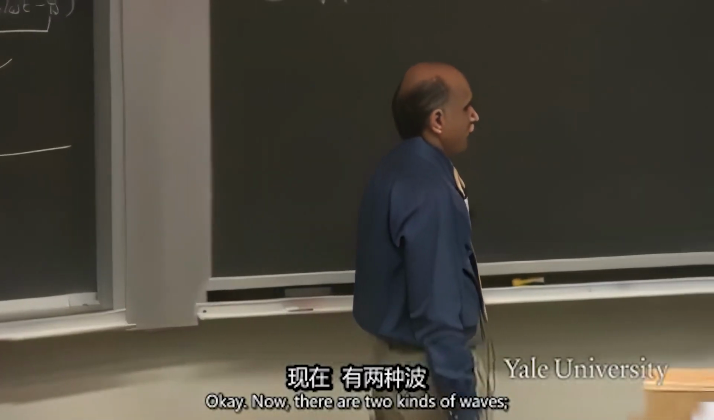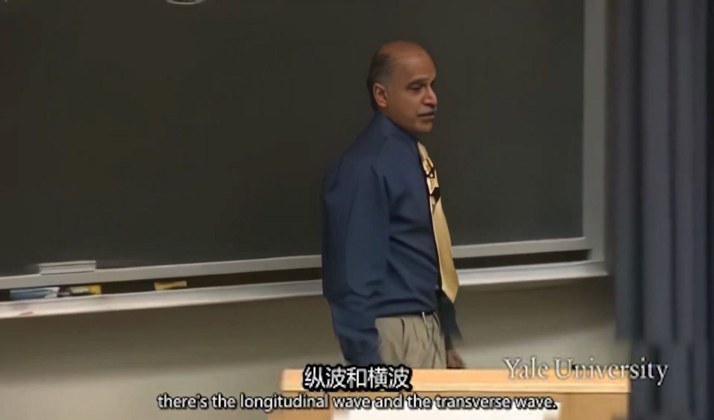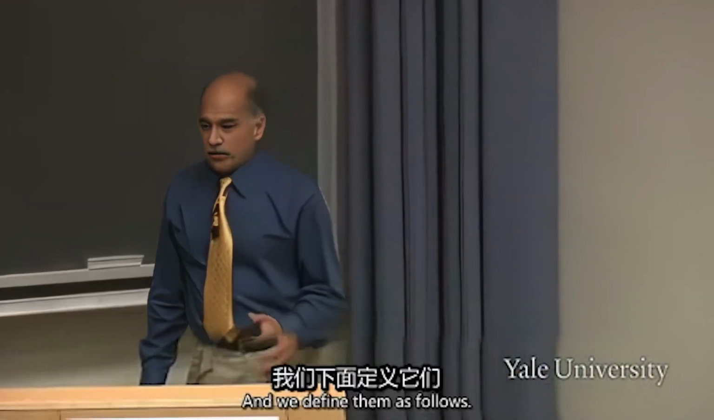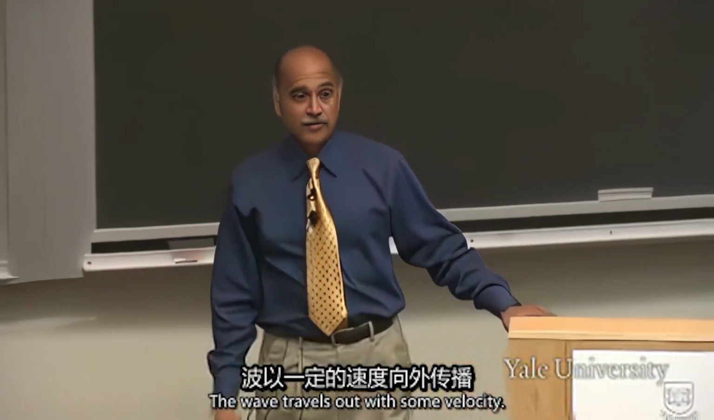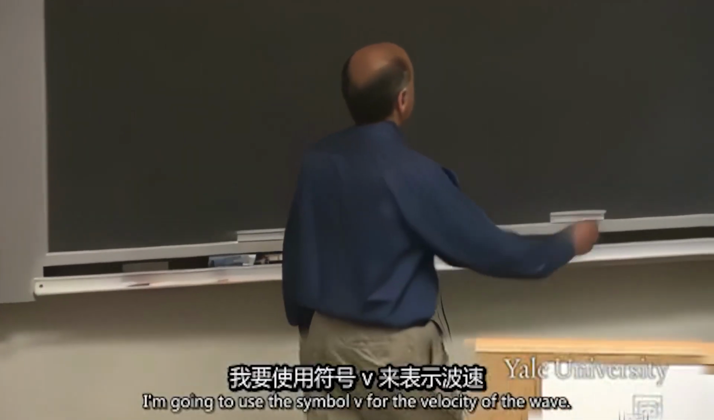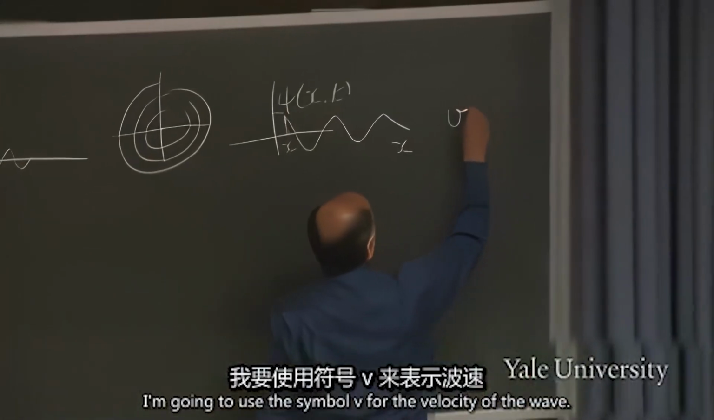Okay, now there are two kinds of waves. There's the longitudinal wave and the transverse wave. And we define them as follows. The wave travels out with some velocity. So I'm going to use the symbol v for the velocity of the wave.